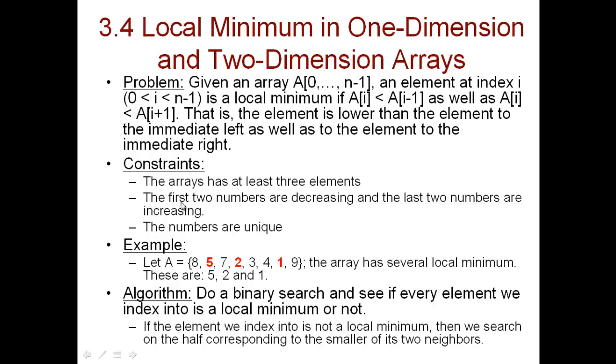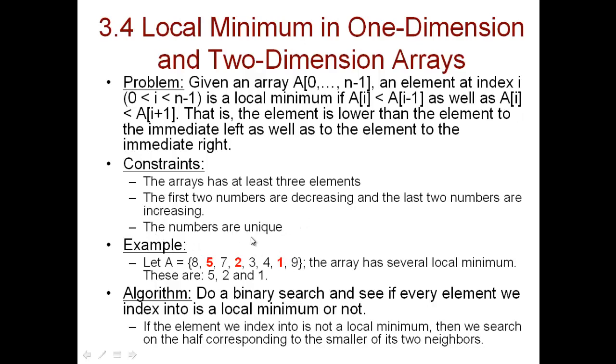Then the first two numbers of the array should be decreasing and the last two numbers of the array should be increasing. So it's like this: the first two numbers here are 8 and 5, they are decreasing, and the last two numbers should be increasing, like in this case 1 and 9. So 1 and then increases to 9, 8 and then decreases to 5, and so on. So just the first two numbers and the last two numbers. It need not be a unimodal array, just the first two and last two numbers should be like this.